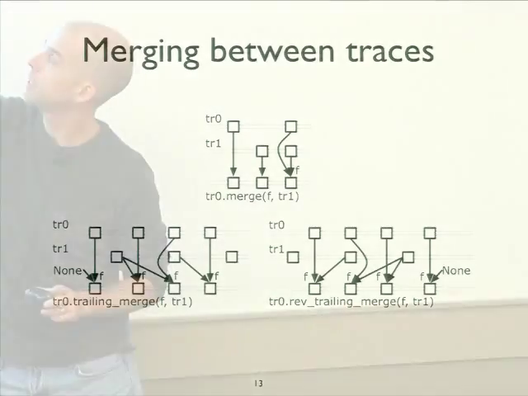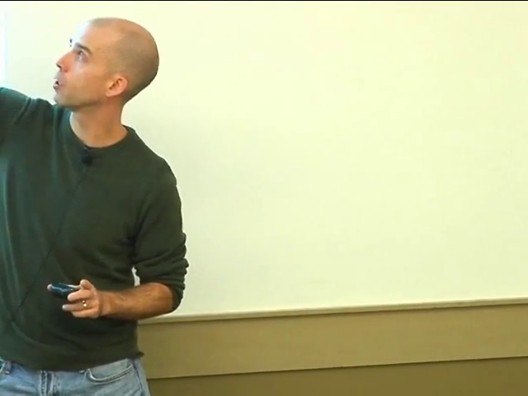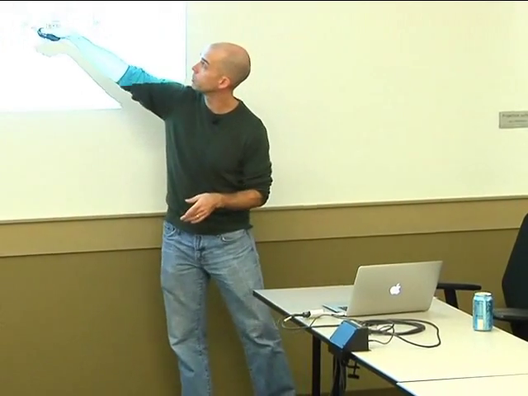So if we call tr0 merge of f on tr1, I want to merge trace 0 and trace 1. If the two traces' events are distinct, so the calls to foo and calls to bar, okay, no problem. Then the resulting trace, which is shown on the bottom line, is just going to have all the events from both traces.